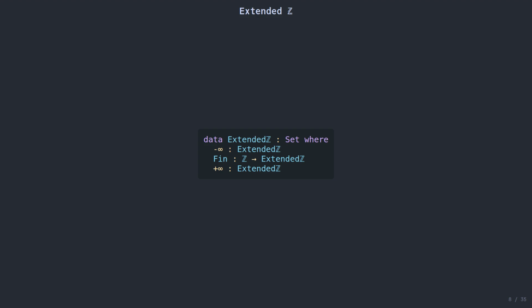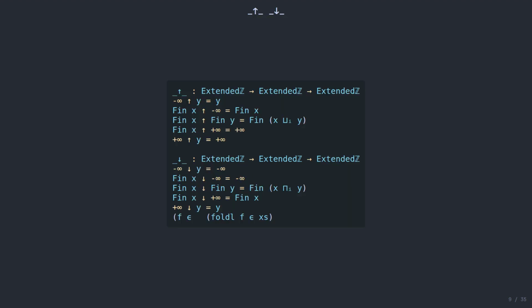For min-max and alpha-beta pruning, we can now define the up and down operators on this extended integer type. These definitions are straightforward. When both arguments are finite, the operators simply rely on the corresponding minimum and maximum functions from the standard library. In all other cases, we use the basic facts about infinities. Negative infinity is smaller than everything. Positive infinity is larger than everything.